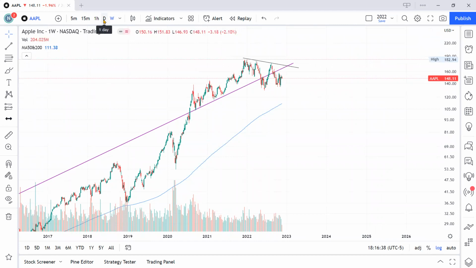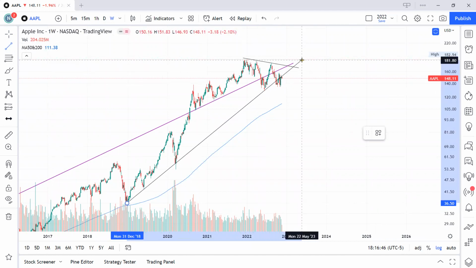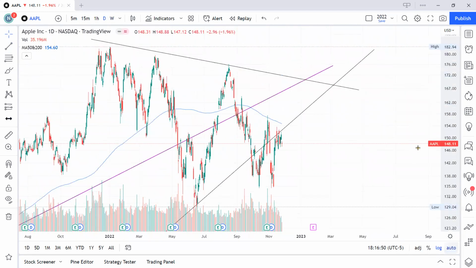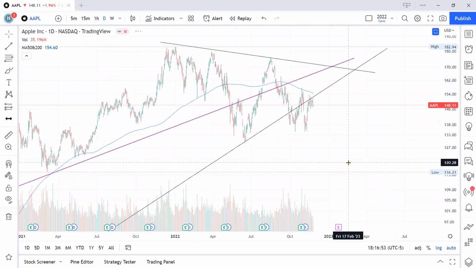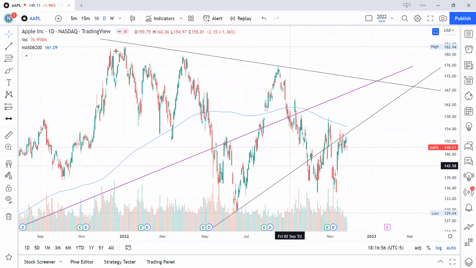All right, so let's go to the daily. I'm not seeing a lot here from a weekly standpoint that I can plan out. Okay, let's go to the daily here. Okay, daily time frame. This is where I'll clean up my lines. As you can see on the weekly, this descending trend line isn't very clean.